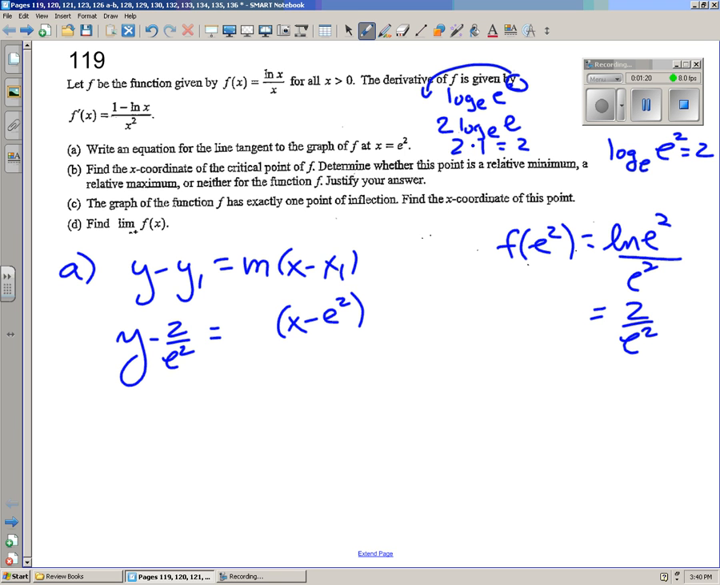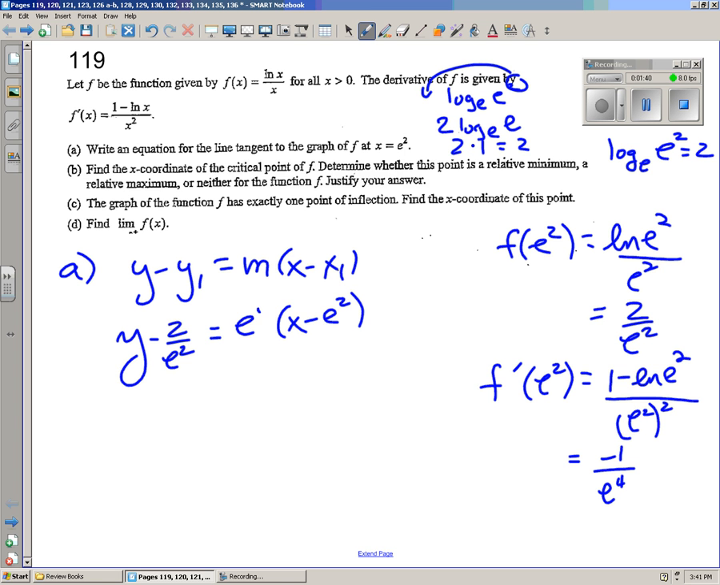And then the slope would be gotten by f prime of e squared, which is 1 minus ln of e squared over e squared squared. So we just said ln of e squared is 2, so this is 1 minus 2, or negative 1, over e squared squared, which is e to the 4th. So there is your, oops, sorry. I meant to say negative 1 over e to the 4th here. There is your tangent line equation.